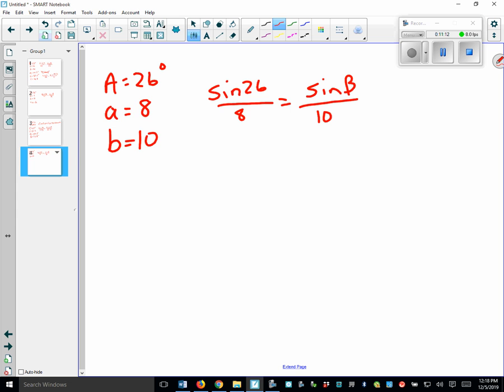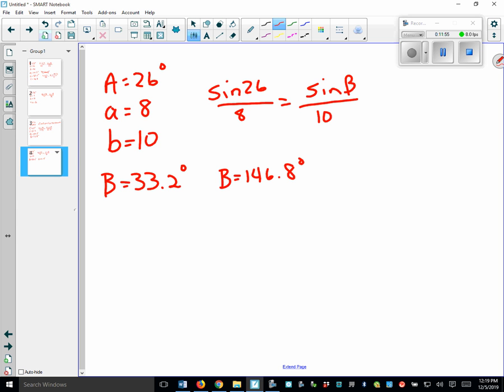That's 33.2 degrees. Are you sure? You have to find the second possibility. Every time, if you're finding an angle off law of sines, you have to find that second possibility.